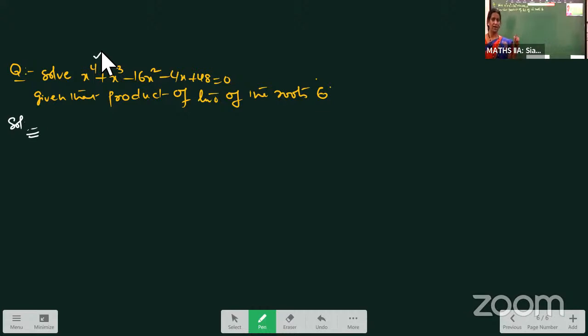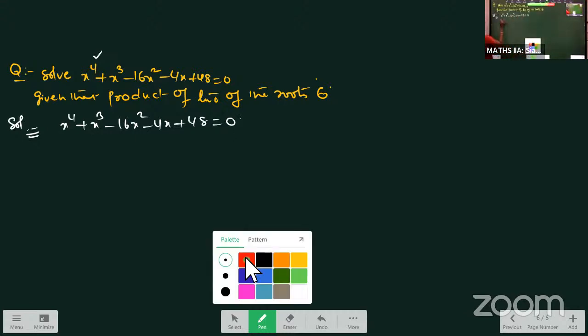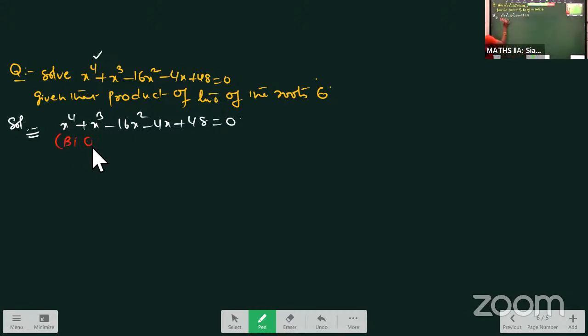They just kept in mind that, madam, you told that whenever the question starts with x power 4, we have to divide with x square. There only solve the equation is given. But here a condition is mentioned: the product of two roots is 6. So it is not possible to divide with x square. We should go to some other method. What is that method? I am explaining right now. See, this x power 4 plus x cube minus 16x square minus 4x plus 48 is equal to 0. This equation has a particular name, called a biquadratic equation.